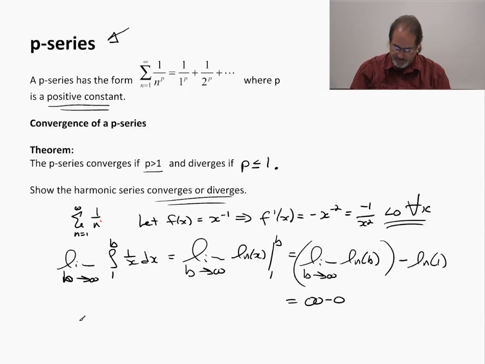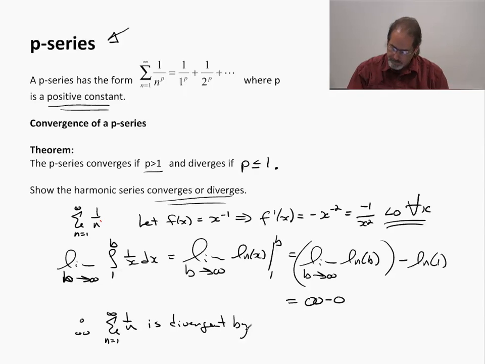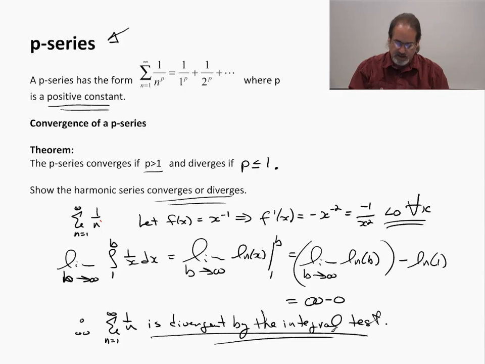It goes to infinity. Therefore, I can say that the series n equals 1 to infinity of 1 over n is divergent by the integral test. We'll take a look later at other forms of the p-series, and we'll actually use the p-series quite a bit.